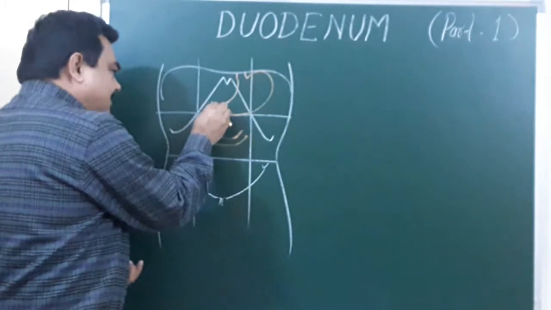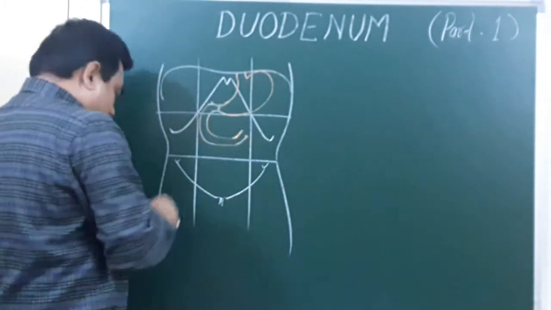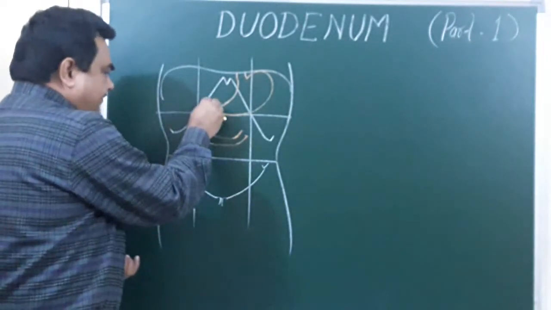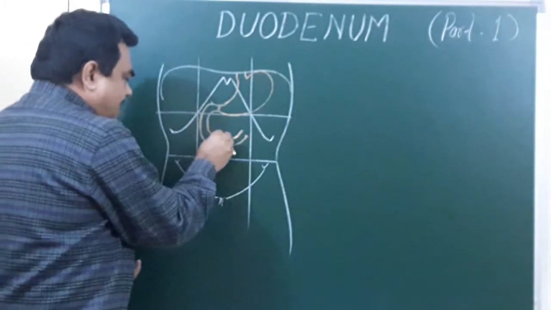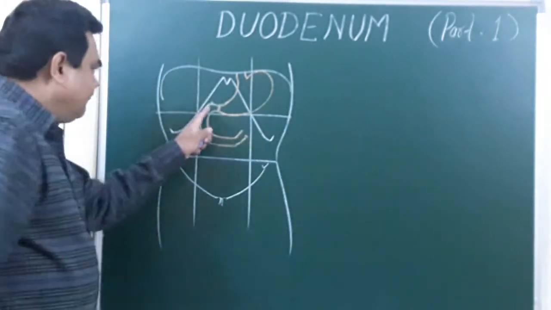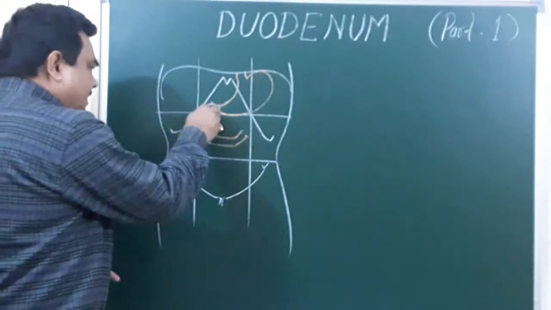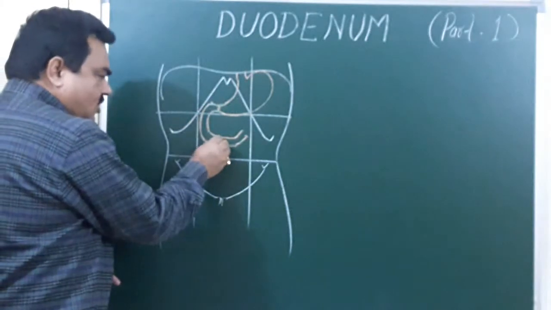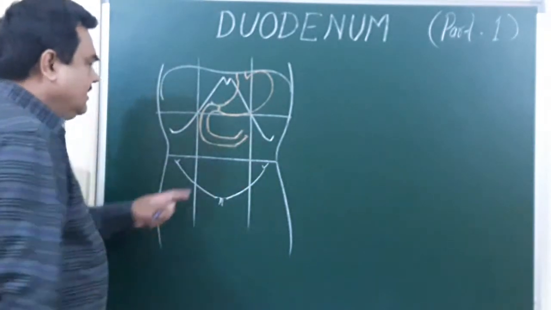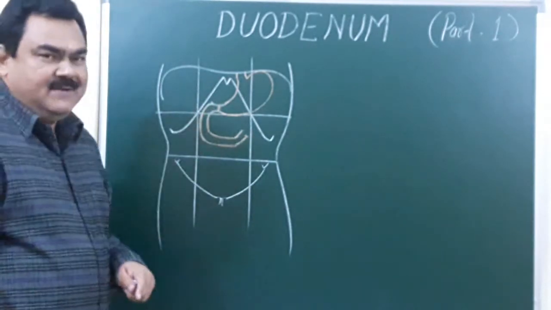This is the first part of the duodenum. This is the first part, and this part is the second part, and this part is the third part. This is the fourth part. So the first part is the superior part, the second is the descending part, the third is the horizontal part, the fourth is the ascending part.